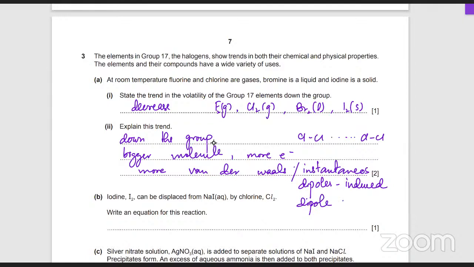Now this one. A displacement reaction. Cl2 is the more reactive one, the top one is the more reactive one. So Cl2 will displace I2, and it's going to become NaCl plus I2 form हो जाएगा. So that's it, and you just need to balance this. So there's going to be 2 Cls and 2 NaIs.